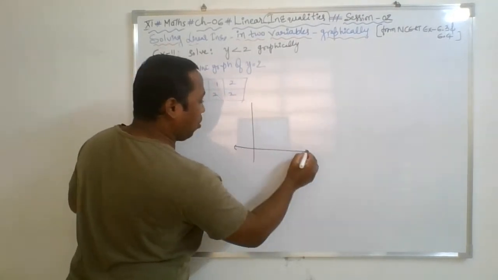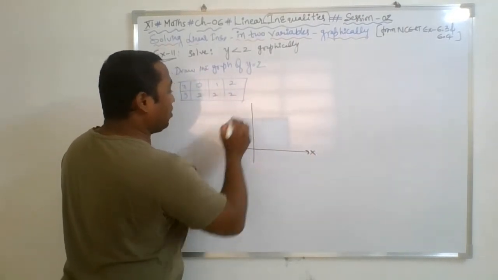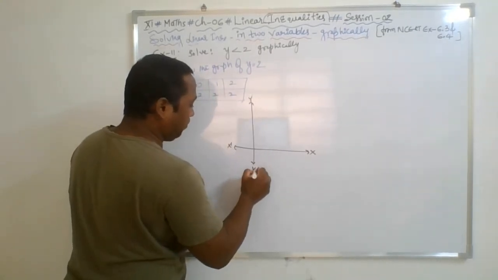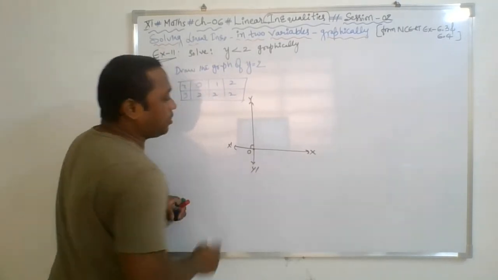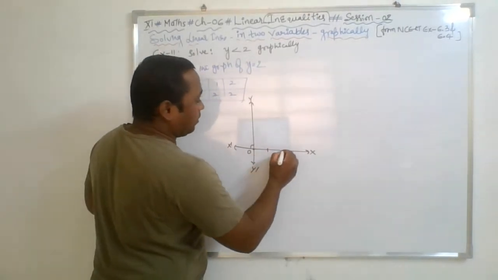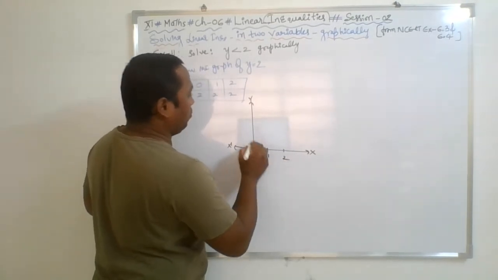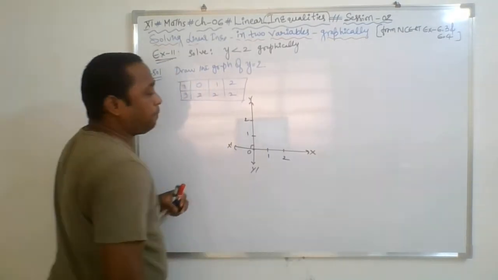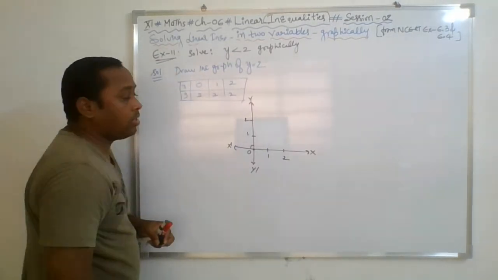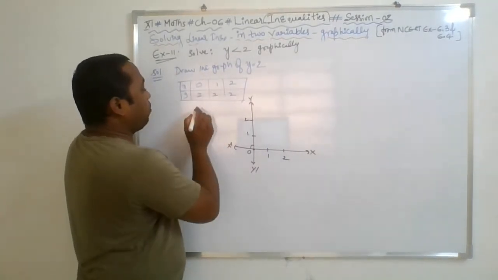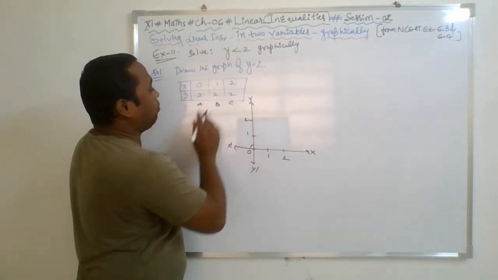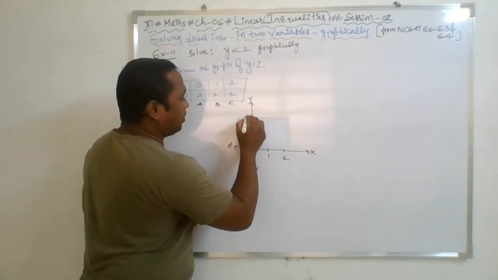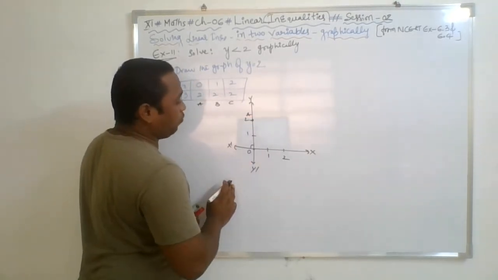Instead of drawing all the quadrants, only draw the first quadrant in a magnified form. Origin, which is perpendicular. Now I need a scale of only 2. That's why I'm just marking only 2, according to my values. And then take a point. What is the first point? A point, B point, C point. A point is 0, 2. This is A point. B is 1, 2.